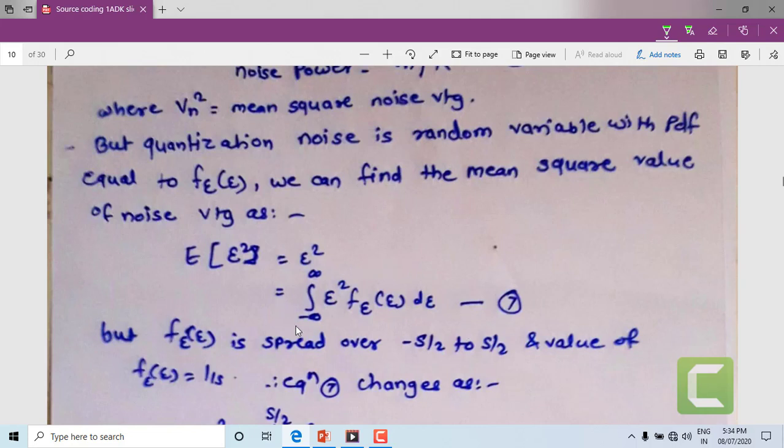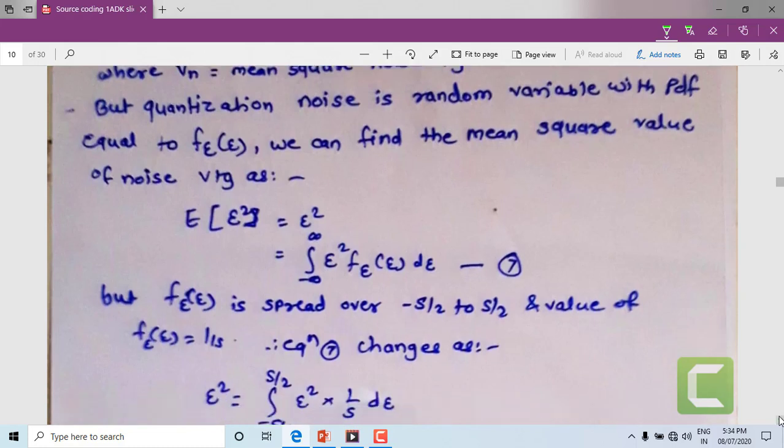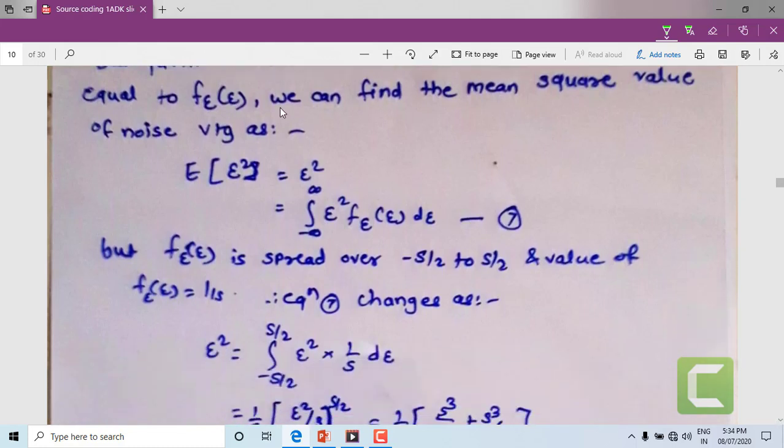So this equation of integration will change its limits: instead of minus infinity it will be minus S by 2, and for plus infinity it will be replaced by plus S by 2. At the same time this epsilon square will be kept as it is, but the function value for this probability density function over this range is nothing but 1 by S. So this function representation will be replaced by 1 by S.